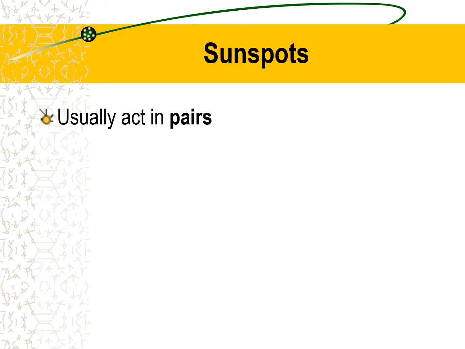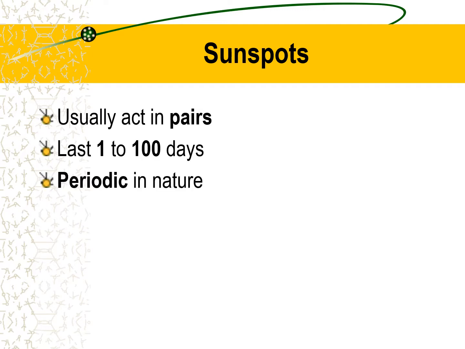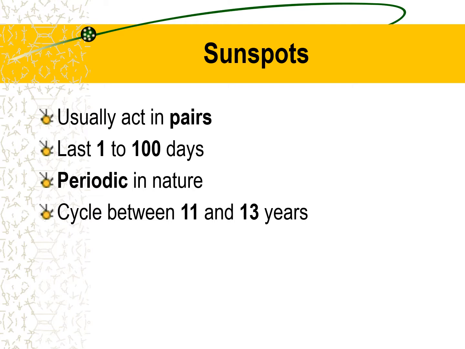Lots of us have heard about sunspots. Sunspots usually act in pairs, so we usually see 2 or more together. They usually last between 1 and 100 days, each sunspot. They're also periodic in nature, which means that we can see a large number of sunspots on the surface of the sun, and then we won't see any at all, and then we'll see another large number of sunspots again. That periodic cycle is between 11 and 13 years. Notice I say between 11 and 13, it can be 9, it can be 15, it could be 12, it could be 8. But on average, it usually ranges between 11 and 13.